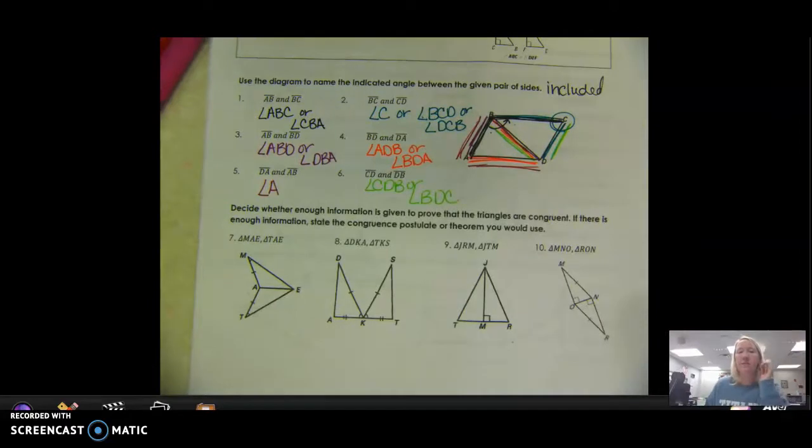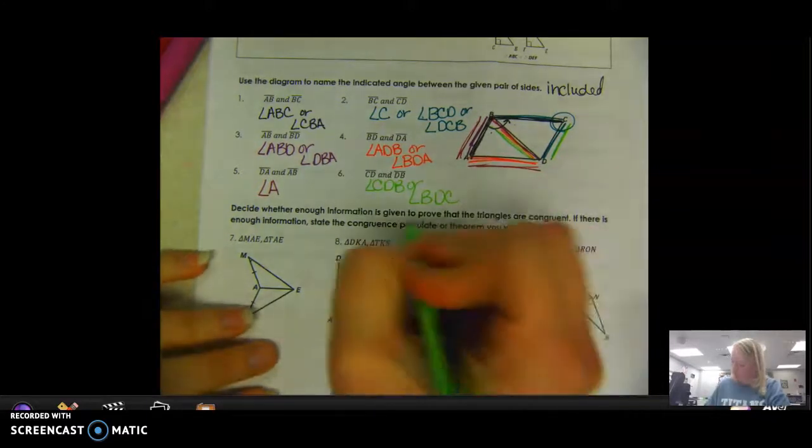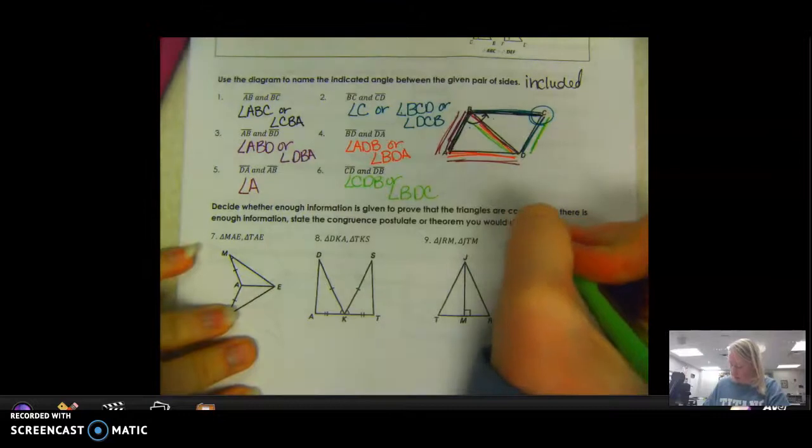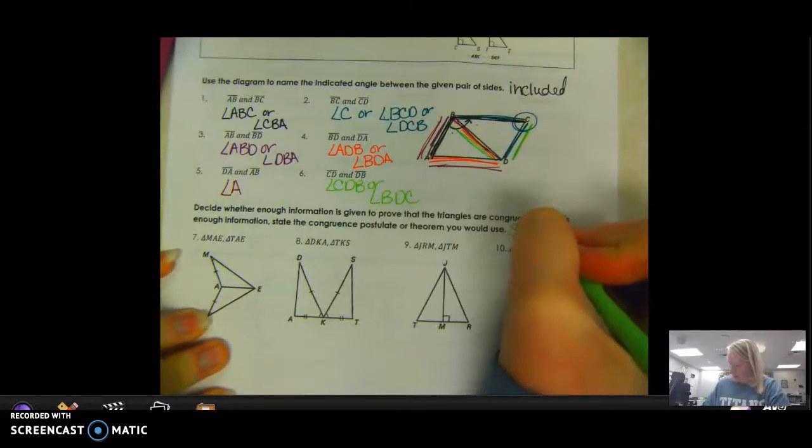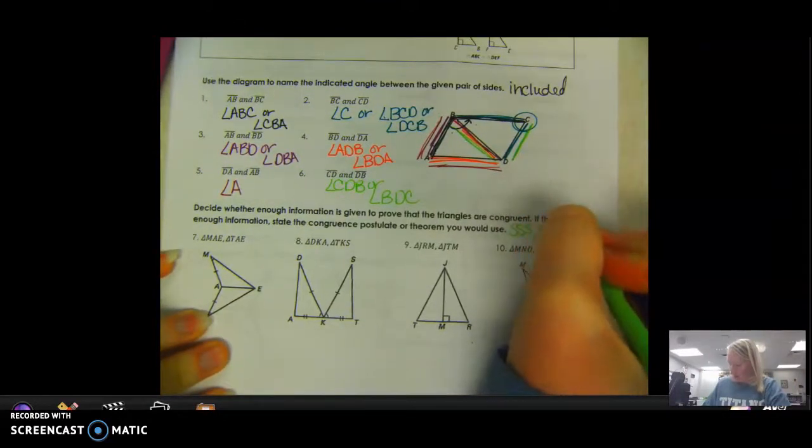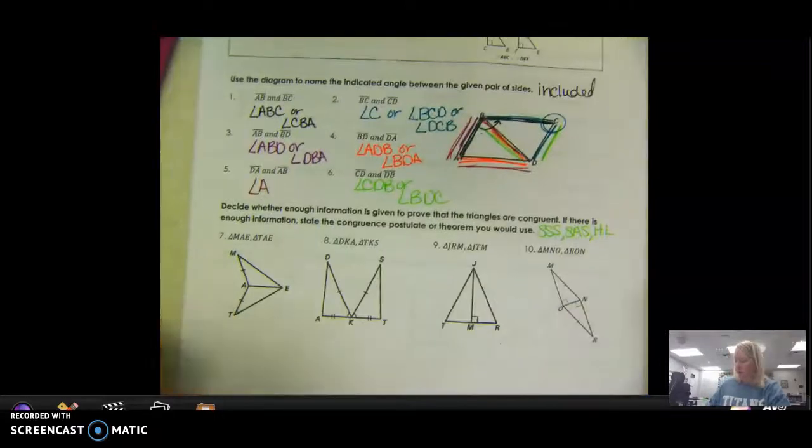Next, decide whether there's enough information to state if the triangles are congruent. If there is enough information, which congruence theorem or postulate? So remember, we have 3 now. We have side, side, side. We have side, angle, side. And we have hypotenuse leg. So it would have to be one of those.